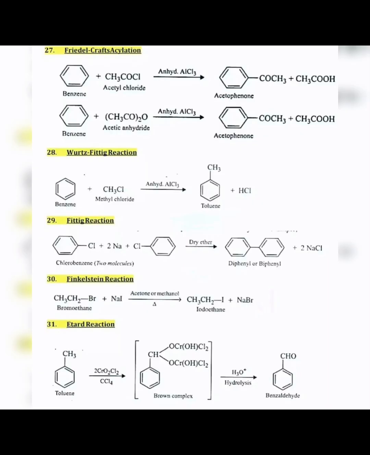Next reaction is Etard reaction. When toluene reacts with chromyl chloride in presence of carbon tetrachloride or chloroform as a solvent, it first gives a brown colored precipitate containing intermediate, followed by hydrolysis to give benzaldehyde as a major product.